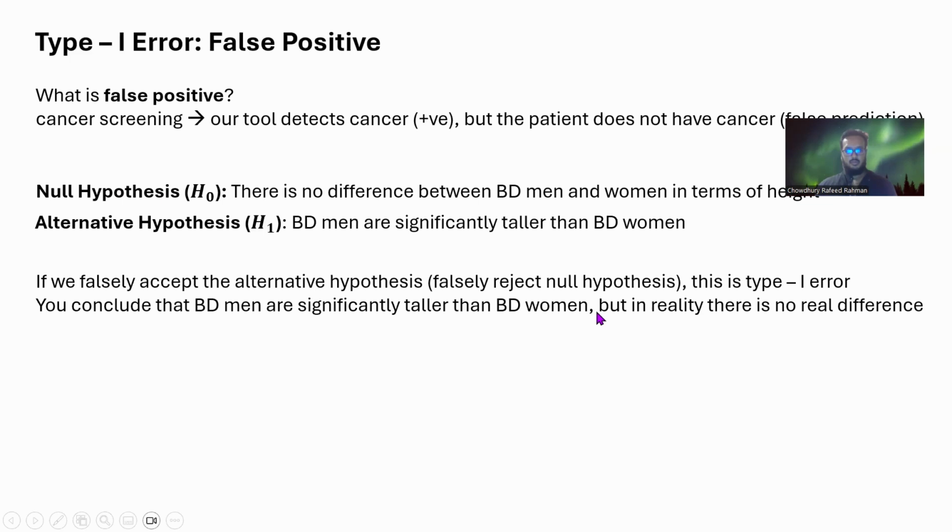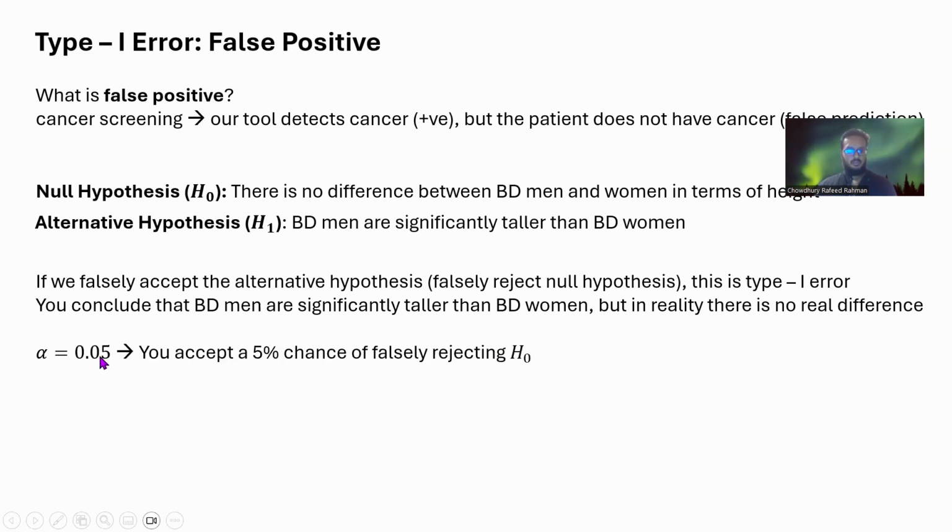This is basically what I was talking about. You conclude that BD men are significantly taller than BD women, but in reality, maybe there is no difference. If that's the case, then this is a type 1 error. Now, type 1 error has a lot to do with what alpha value you set, because previously we said that if the p-value is less than 0.05, accept the alternate hypothesis and reject the null hypothesis. As I said before, 0.05 or 5% means that there is a 5% chance of the null hypothesis being true. But since we consider 5% to be a very small number, we just reject the null hypothesis. That means there is actually a 5% chance of falsely rejecting H0.